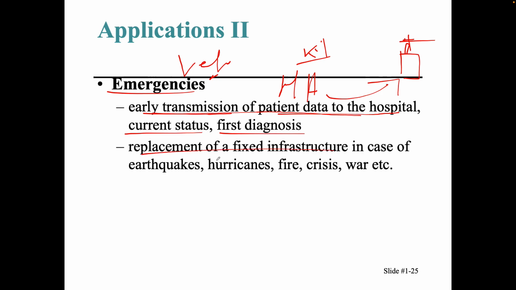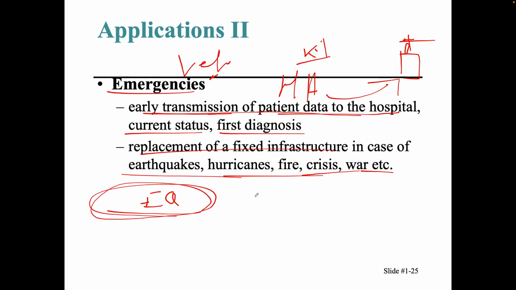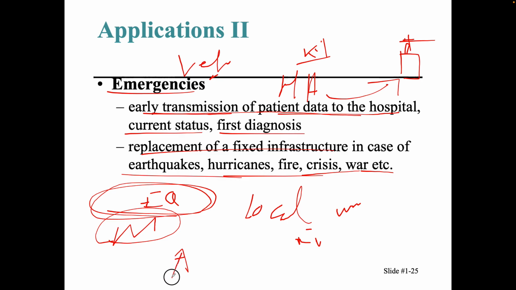Replacement of fixed infrastructure in case of earthquakes, hurricanes, fire. Again, if there is an earthquake, the highest possibility is that most of your local wired network would not be functional, right? You would rely highly on a wireless communication standard to send over data from point A to point B.